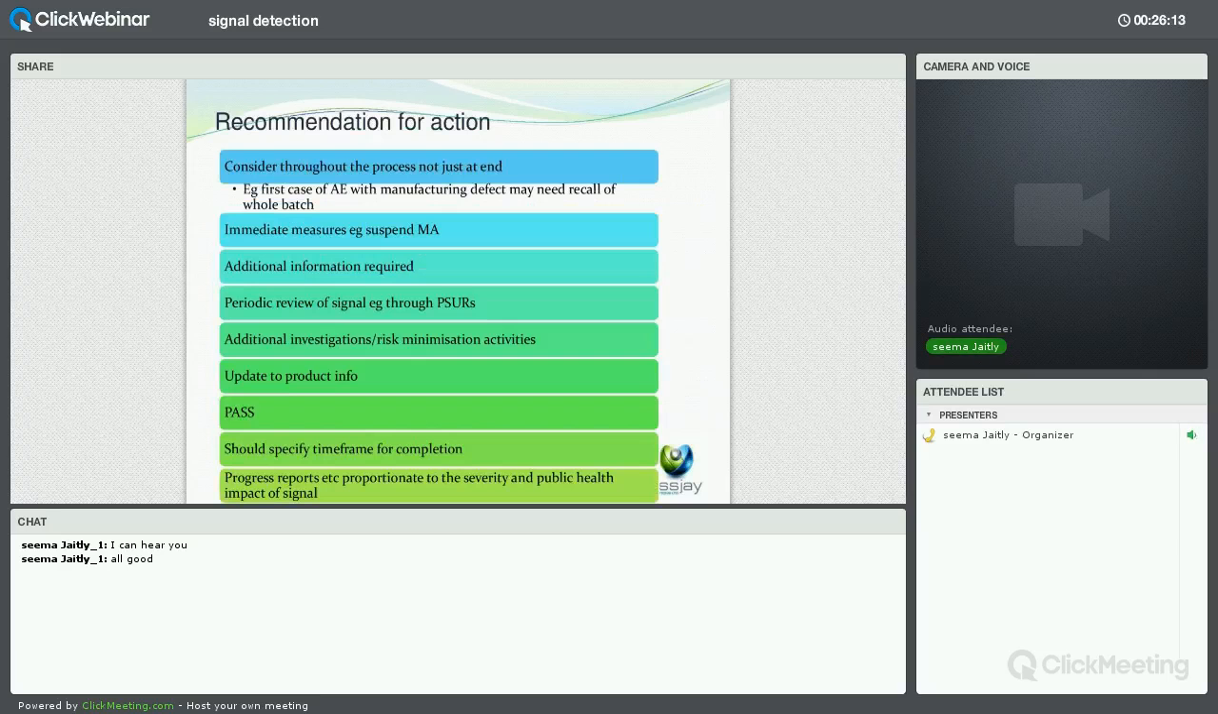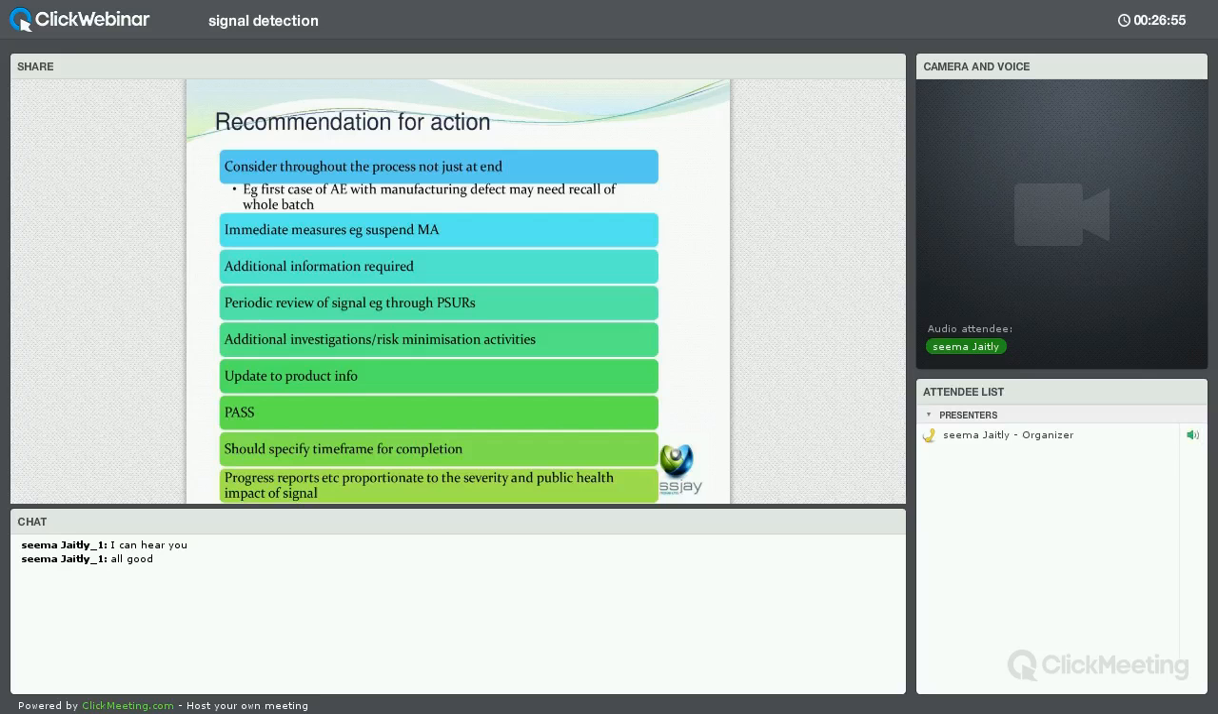So you have your conclusion, but then you will also have your recommendations for action. So even though you might have an important identified risk, you may need to actually put additional risk minimization into place. So this is where, right, we've concluded, now what do we need to do? Do we need to do anything else? And again, you need to consider this throughout the process, not just at the end, because you might have an emerging safety issue or an urgent safety issue that needs dealing with immediately. You might need to look at suspending your marketing authorization. I mean, that's quite a severe thing to do, but it has happened many a time.